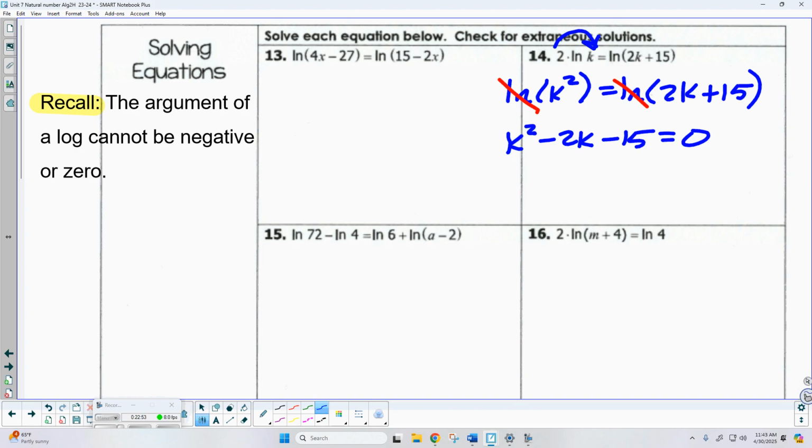All right. So let's see. We know it's got to be a 5 and a 3. We saw a version of this earlier, but this time it's got to be negative 5. So it's going to be k minus 5 times k plus 3.